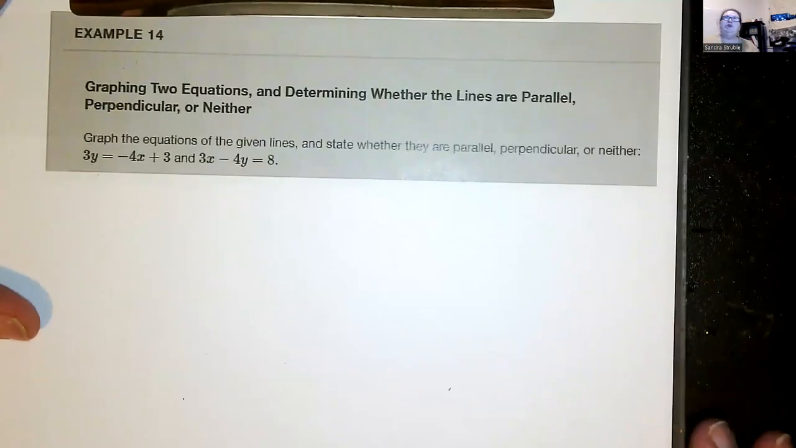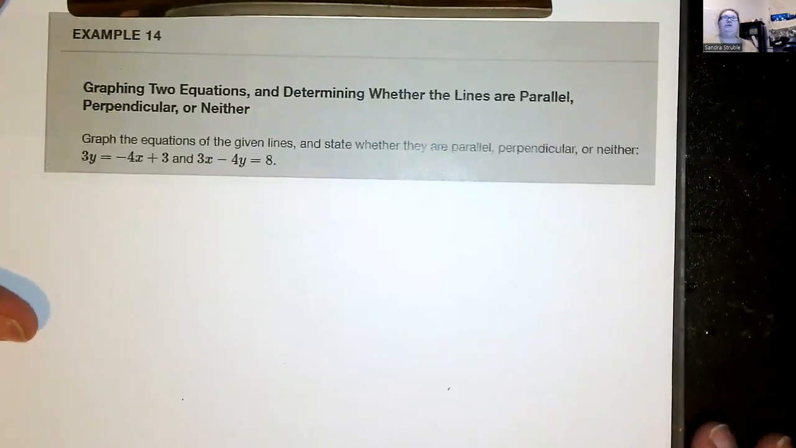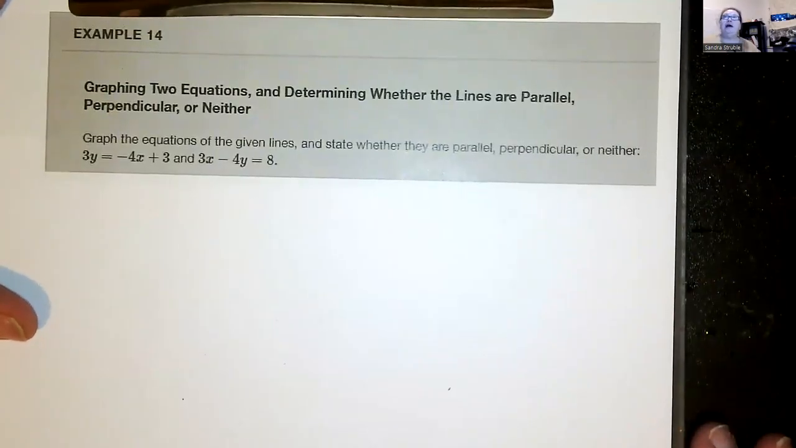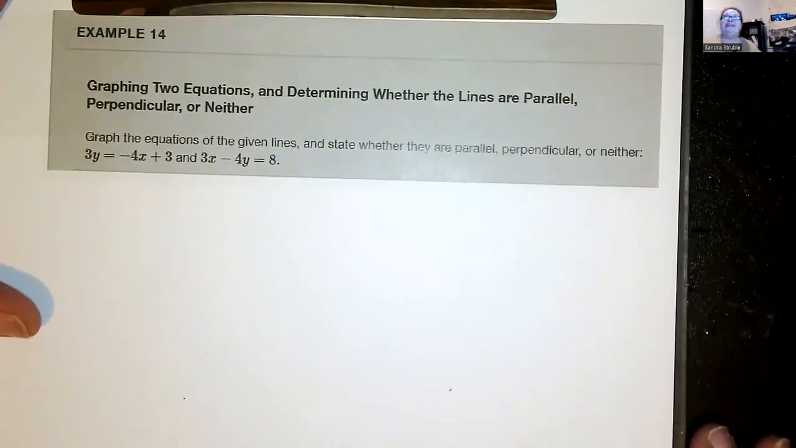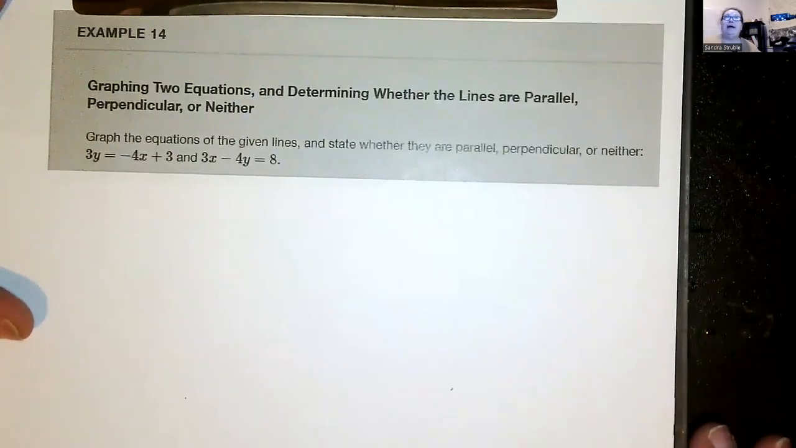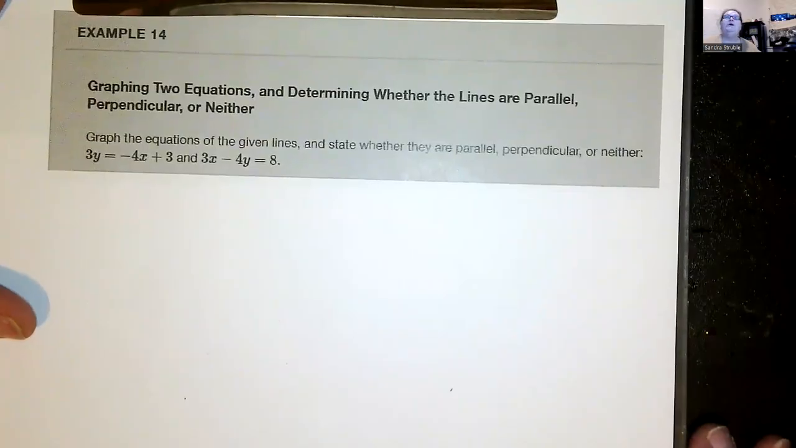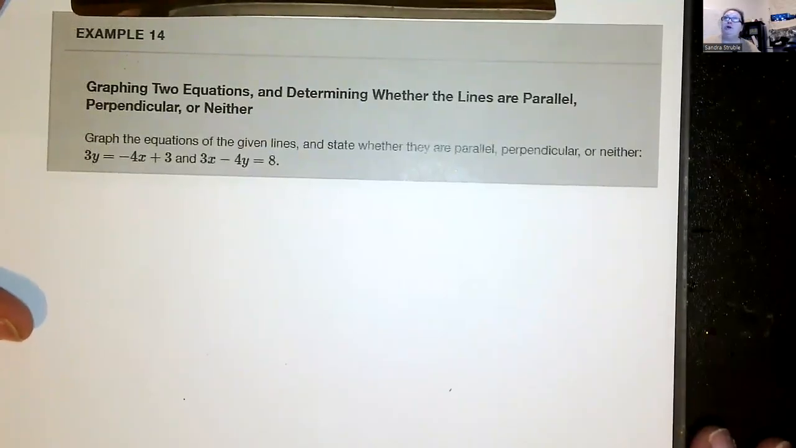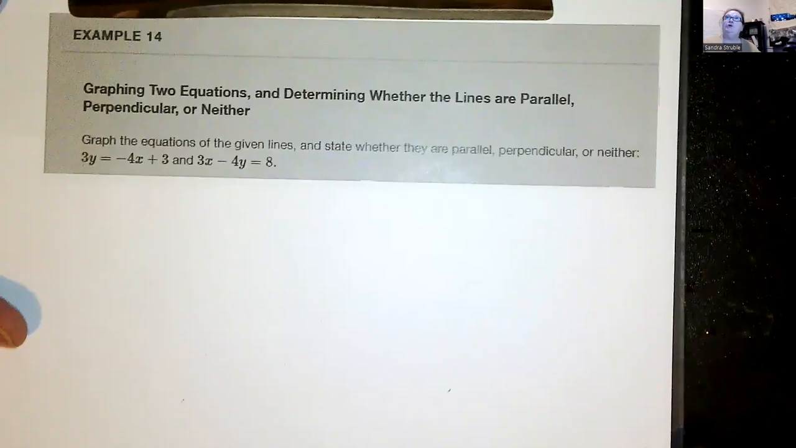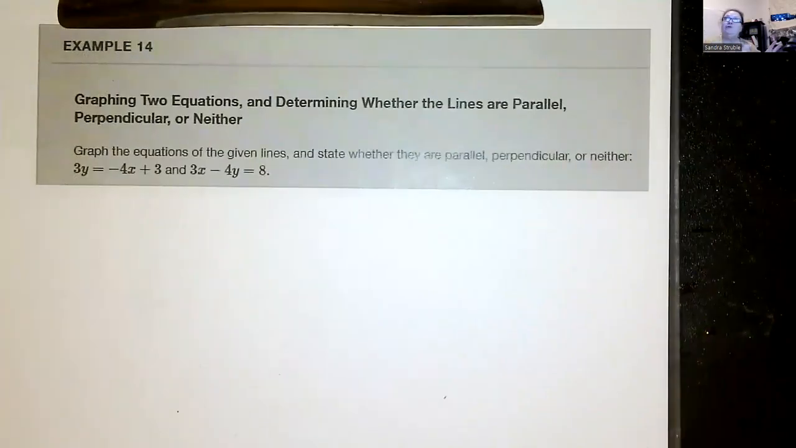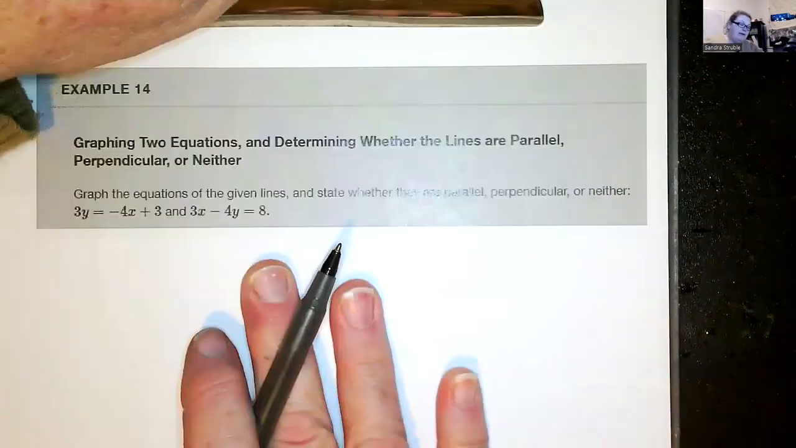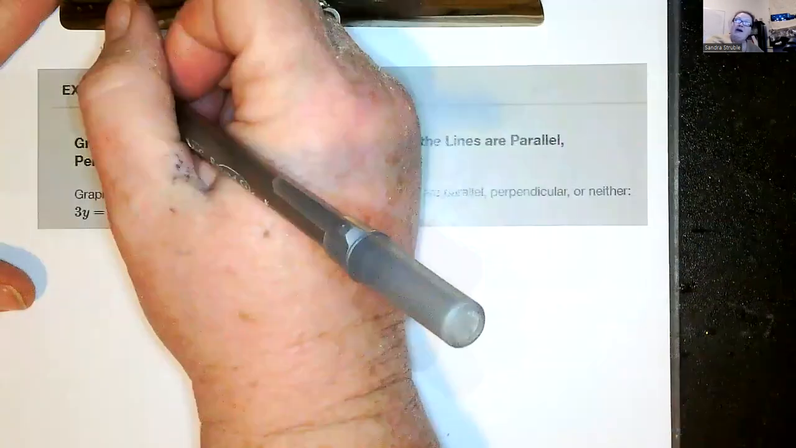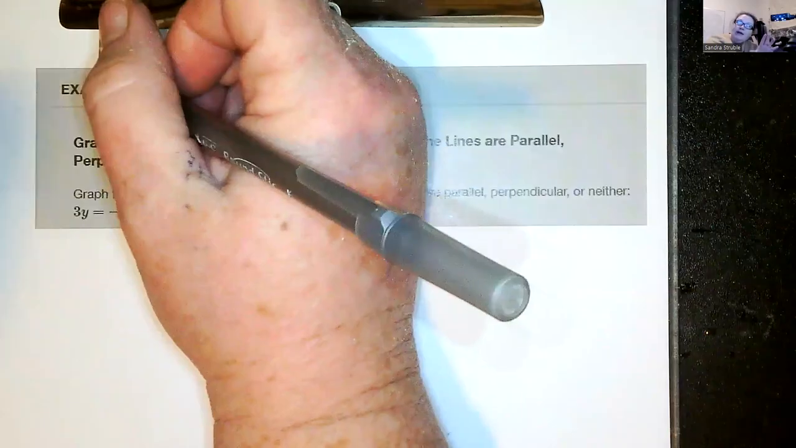Graphing two equations and determining whether the lines are parallel, perpendicular, or neither. Okay, so we need to have a conversation before we can even get into this, as far as how we are going to know if the two lines are parallel, perpendicular, or neither. So I'm going to do a little spiel before we get into this one and say that if you're given two lines, you have to find the slopes of both of those lines.